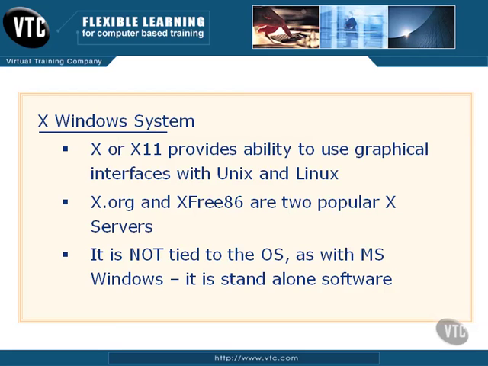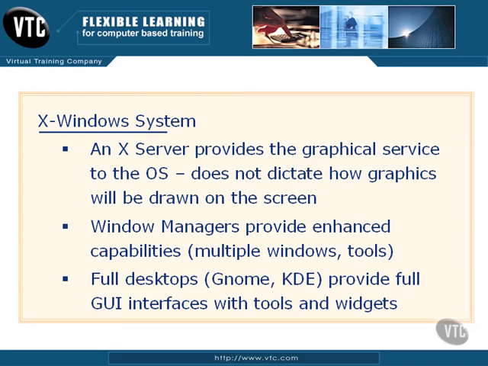With X Windows, it is not part of the operating system. You can run a FreeBSD system or a Linux system completely aside from X and never use a single graphical user interface and fully administer and use your server. It's modular, it's not tied to the OS, in other words. Now, an X server basically provides the graphical service to the OS. And that's why I say it's in many different layers. You have the X server, you have window managers, and then you have the desktops.